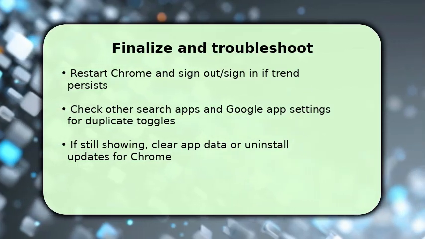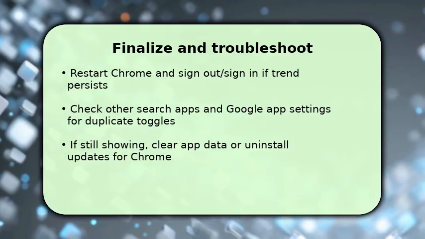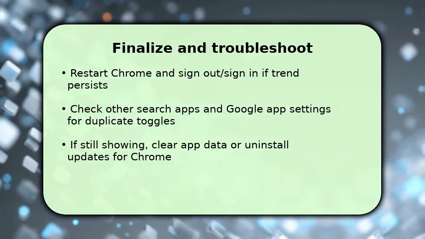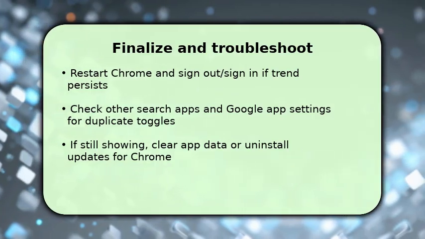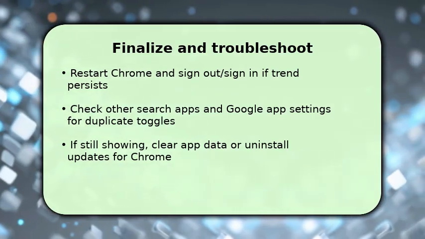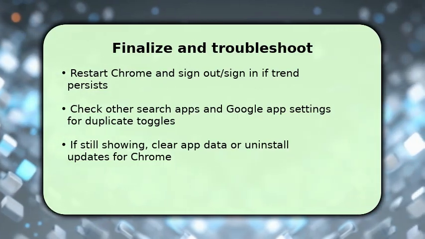Make sure the Google app or other browsers don't have their own trending toggles. Disable those too. If problems continue, clear app data or uninstall Chrome updates to reset defaults, then reapply the toggles. One troubleshooting tip: if trends return after syncing, pause sync temporarily while you verify each setting.